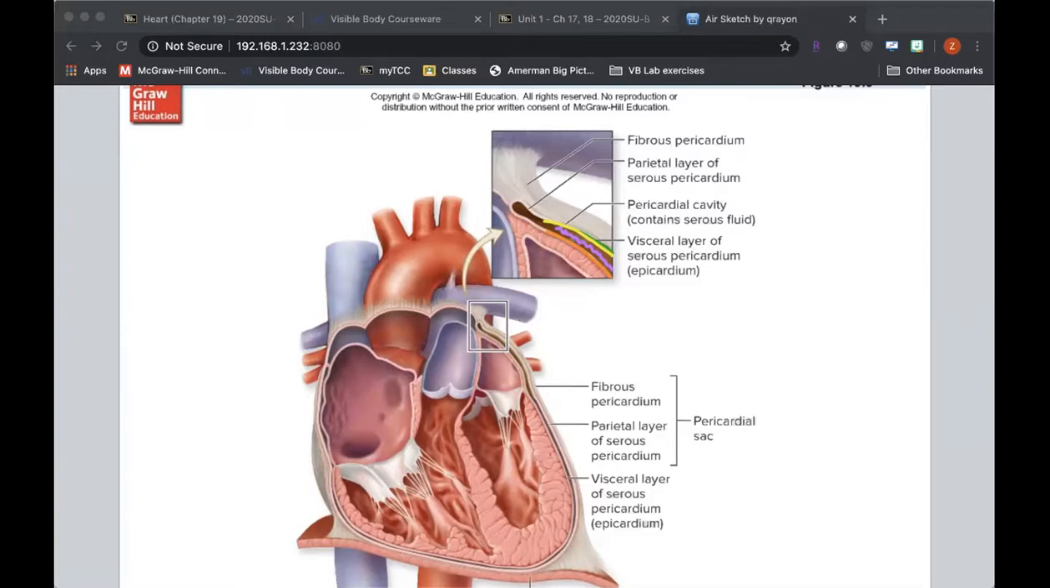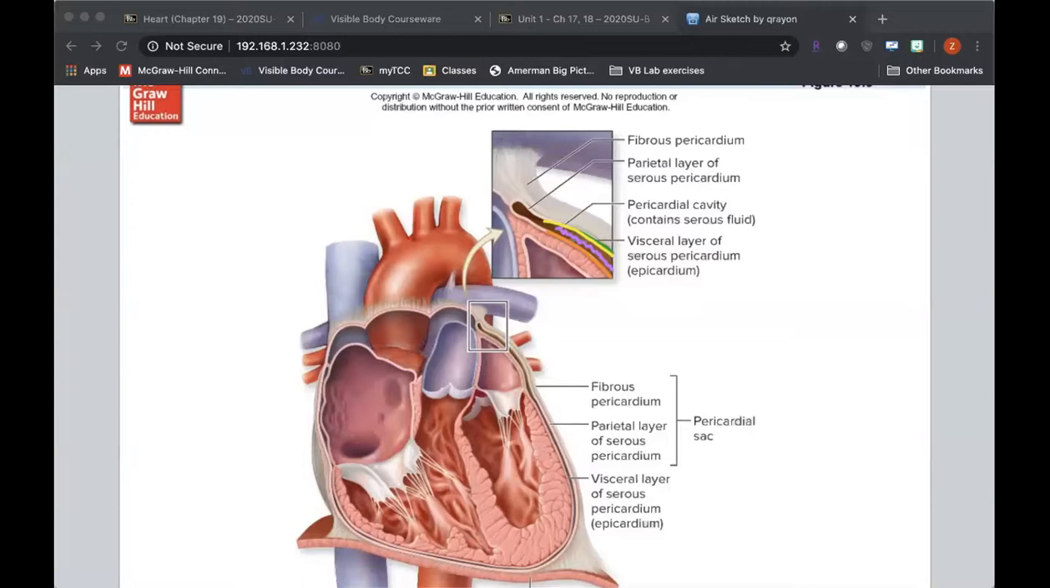The reason I'm mentioning it here is that I'm asking you to draw the layers of the heart wall and the pericardium in one place. Some people get confused about that. All right, so that's the pericardium.